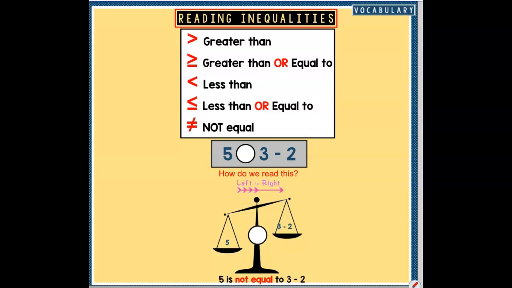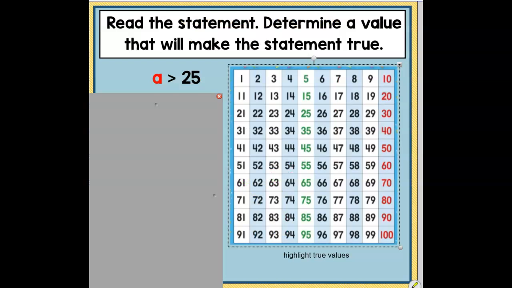Okay? So now we can look at this one. I'm going to put this symbol in it. How would we read that? Go ahead and read it to your elbow partner. Again, we always have to read left to right. So we would say 5 is not equal to 3 minus 2, because if we solved that, that would be 1. And we definitely agree 1 is not equal to 5. So remember, we're going to do the equal sign with that not line through it to show no, they're not equal.